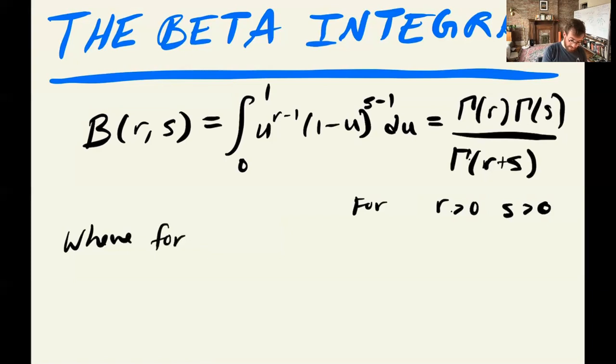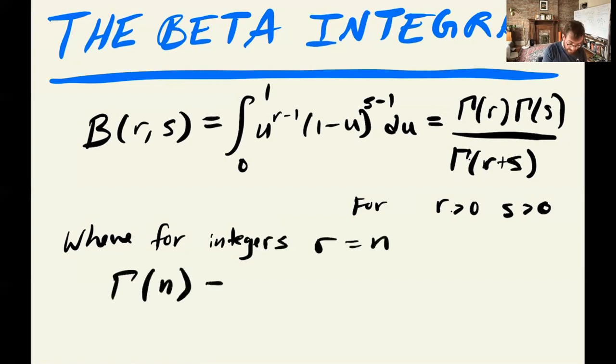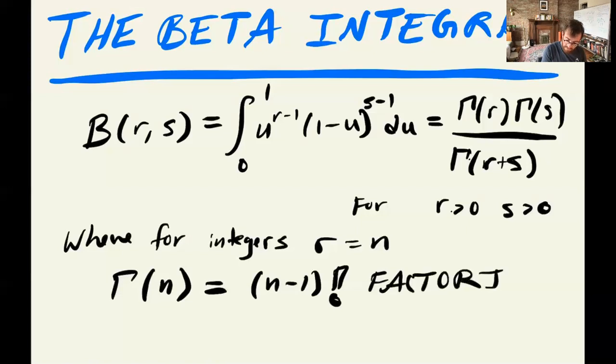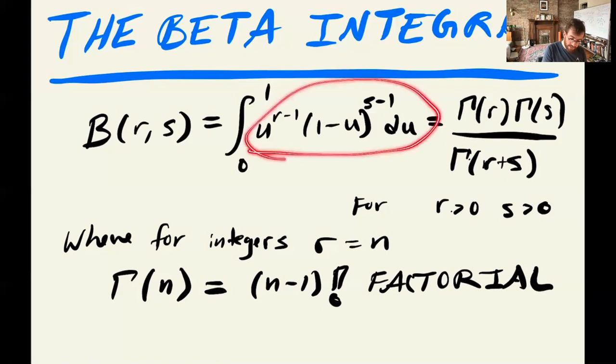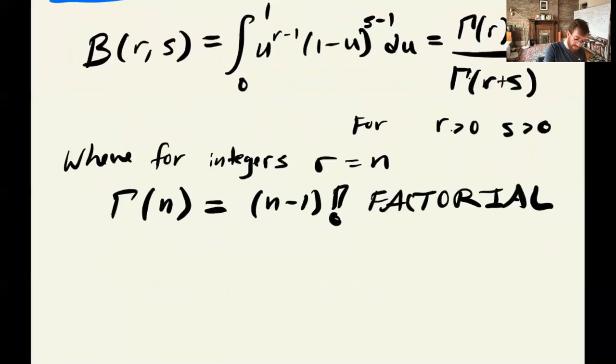But it turns out smart people have figured out how to make this work. For integers r, let me say r equals n, you know that gamma of n is equal to n minus 1 factorial. This is the usual definition of factorial. All right, well, this integral here looks pretty similar to what I just wrote. Let's just go ahead and figure it out. So now let's apply this to our problem.